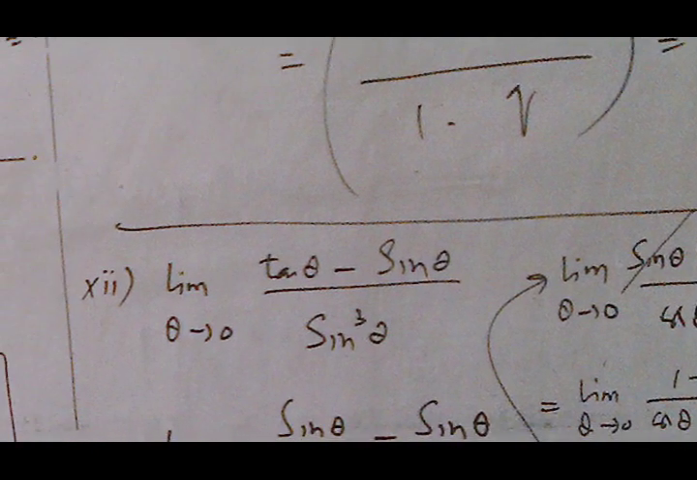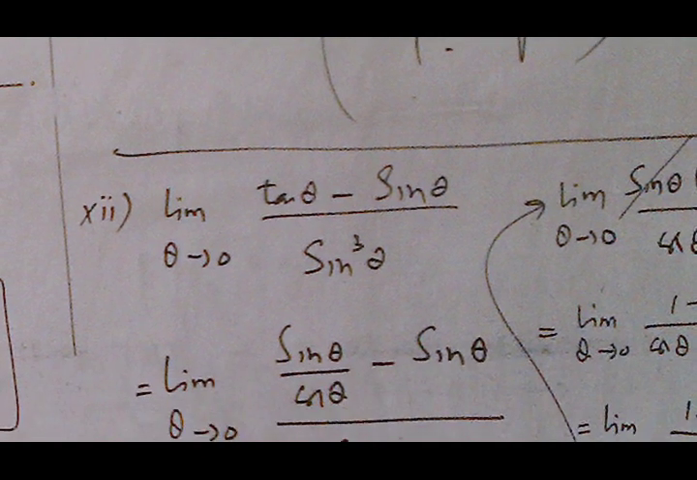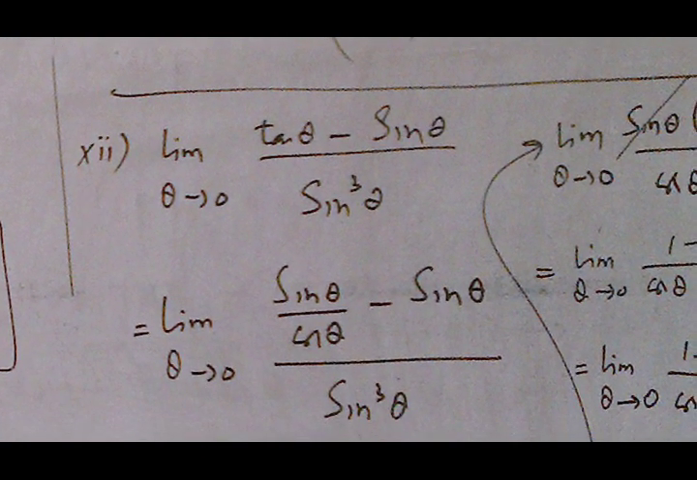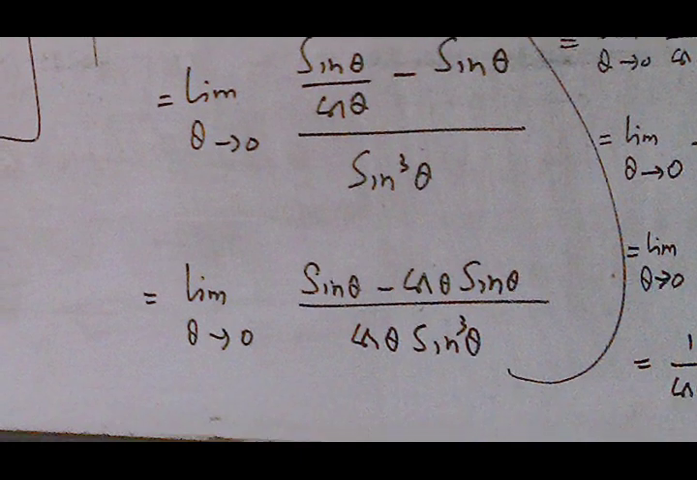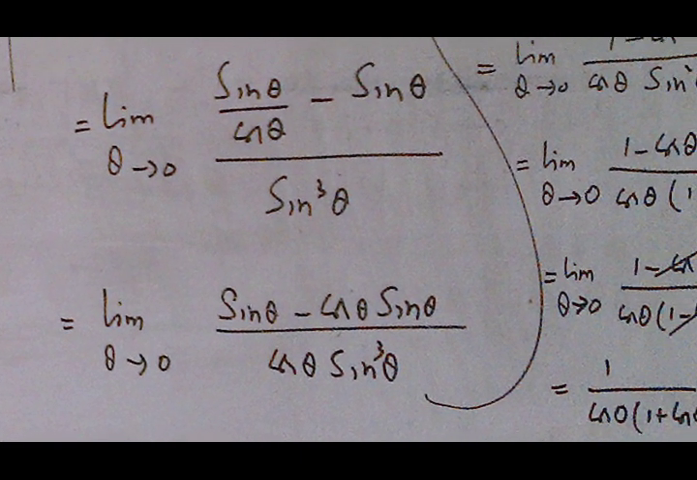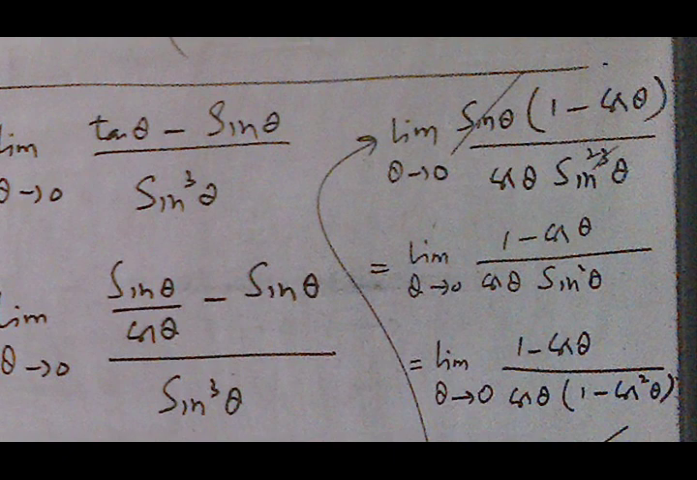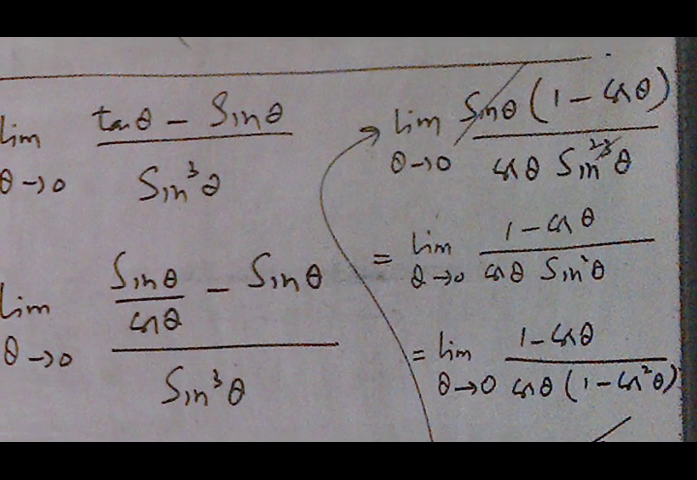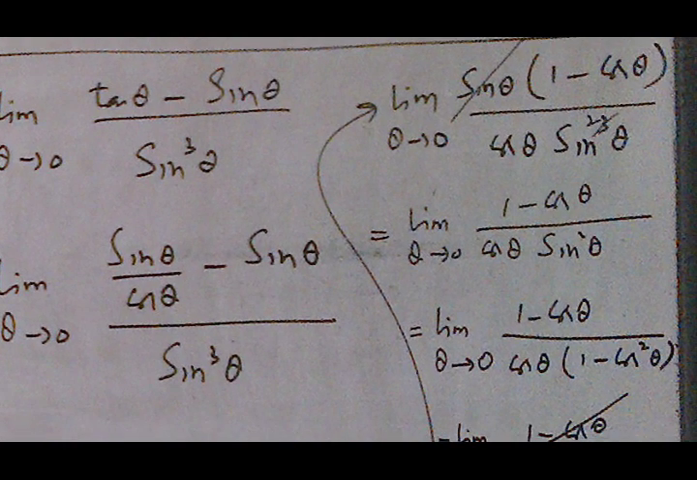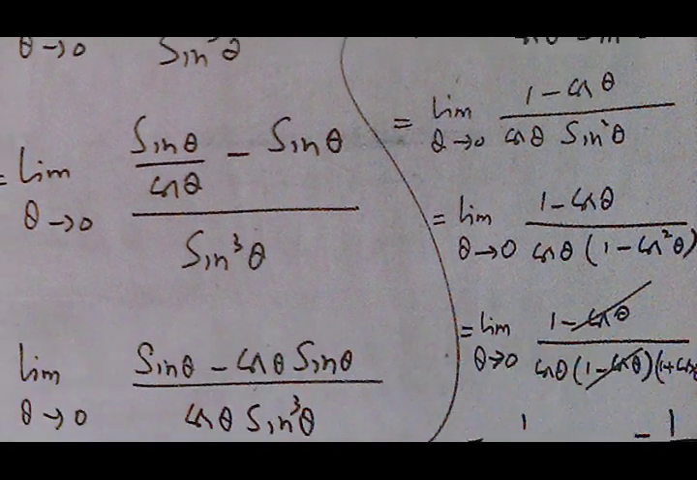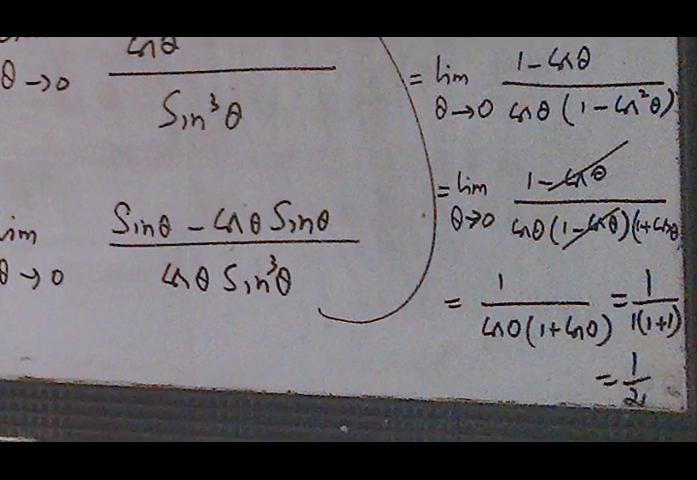In this question, tan theta minus sin theta over sin cube theta, we write tan as sin over cos, then taking LCM, next we take common sin theta from the numerator, and sin square is equal to 1 minus cos square, and 1 minus cos square is equal to 1 minus cos and 1 plus cos. Then we apply the limit and it is equal to 1 over 2.